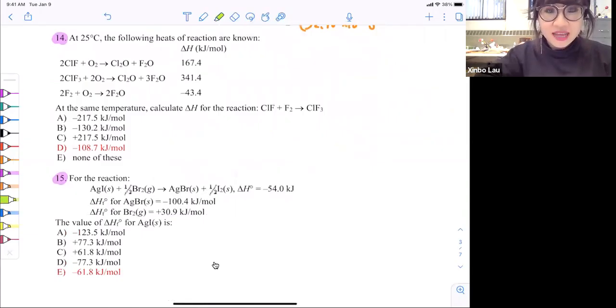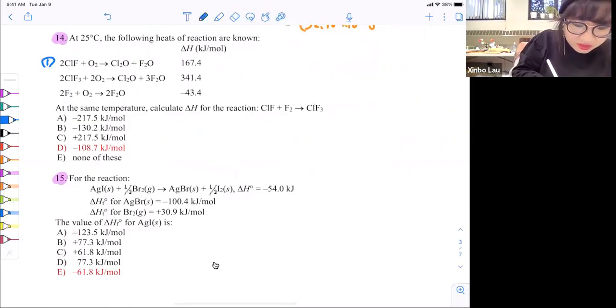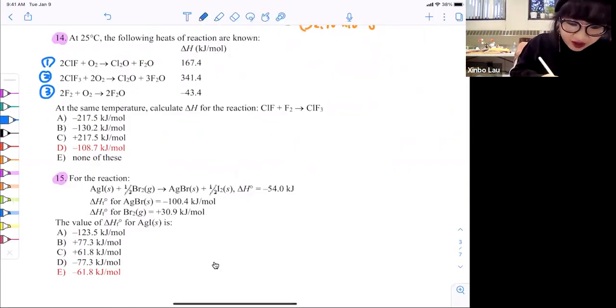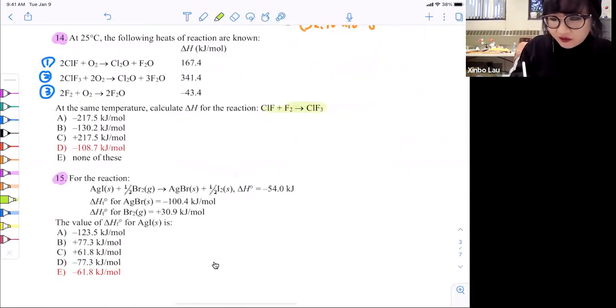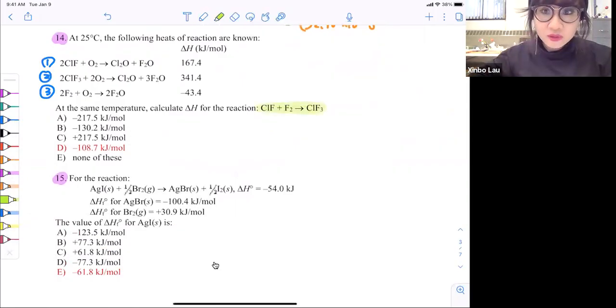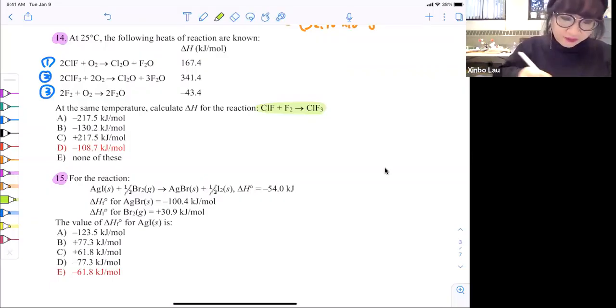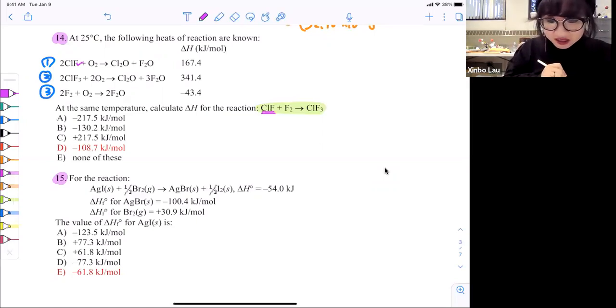The following question is about enthalpy change for a reaction. If you look at this, I'm given several equations, 1, 2, 3, and I have a final equation right over here. That's what I'm looking for. As I said, for this type of question, we have to look into the given reactions and what we're looking for, and see how they're related. So let's look for ClF. It appears here on the left side, so that's good.